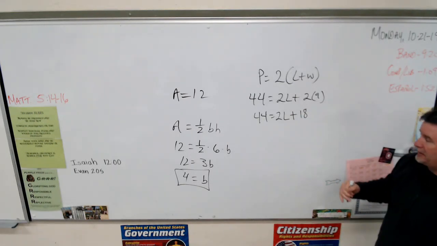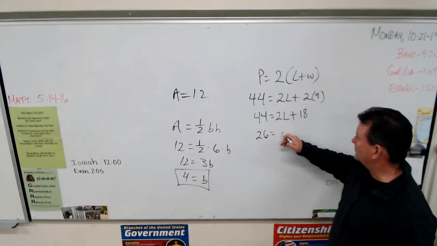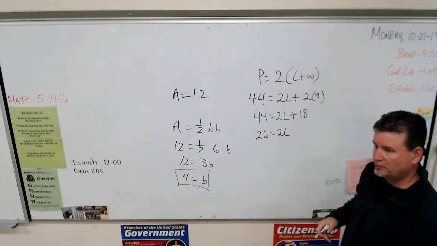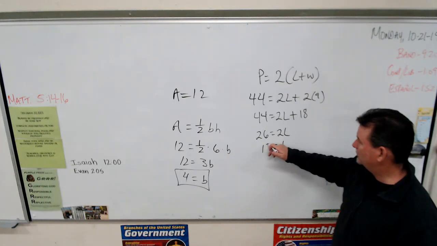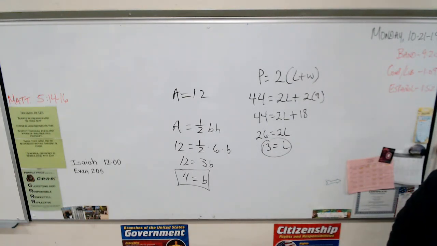How do I get rid of the 18? Subtract 18 from both sides. 26 equals 2L. L equals 13. Did you all get 13?